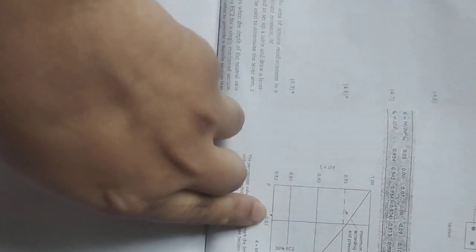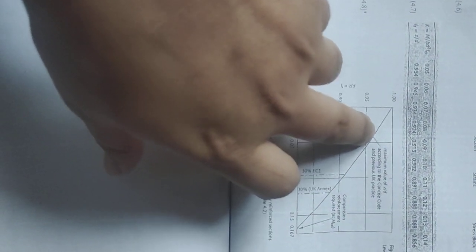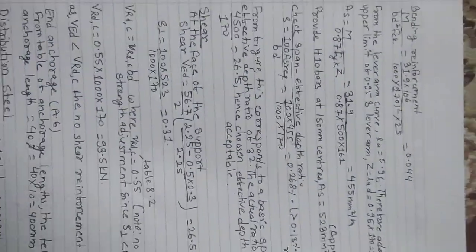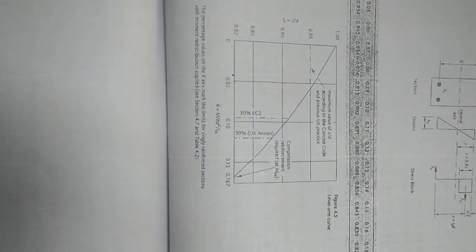We have the value K, and we are going to take it out. So we have the value almost 0.044, close to this one. If you take it straight, it will go more than that. That means 0.96 I have taken, and we have an upper limit. It is written that the maximum value of Z according to the code, when previously you practice, is 0.95.